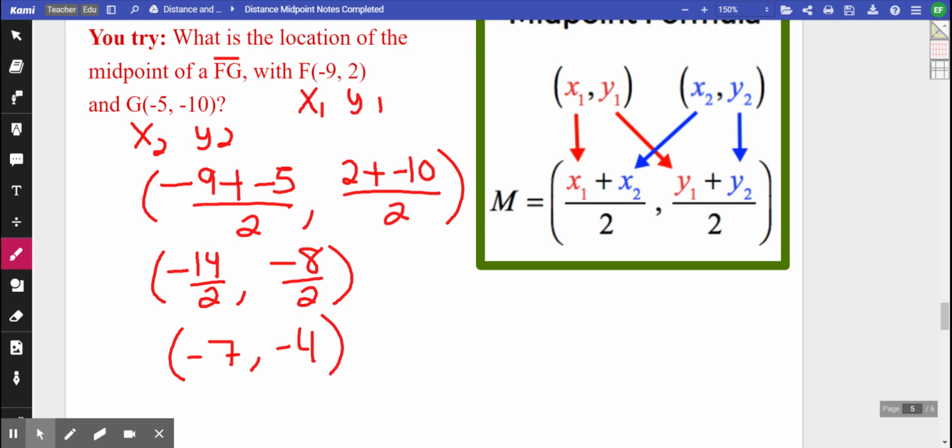If we do the same concept with the y values, -10 to get to -4 is a distance of 6. If we add 6 to the -4, we end up at the other endpoint, which is +2. So logically, it makes sense to us that our midpoint here is at a location of -7, -4.